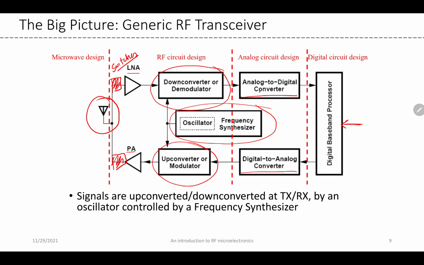Now a complete transceiver embodies different fields of the electrical engineering discipline. If we talk about antennas or any of the passive devices which work in the RF frequencies, that comes under microwave design. Microwave designers focus on antenna design, how to improve the gain of antennas, how to improve the directionality of antennas. Then RF circuit designers focus on the design of these active components: the design of switches, LNAs, PAs, down converters and up converters, and oscillators as well.